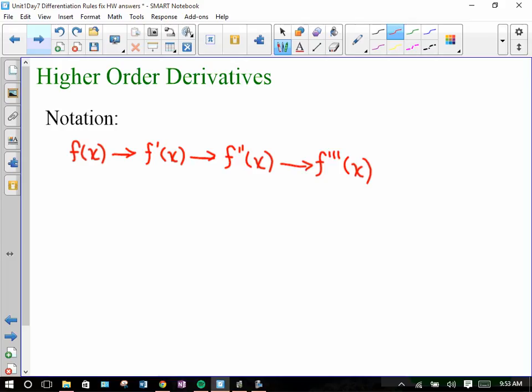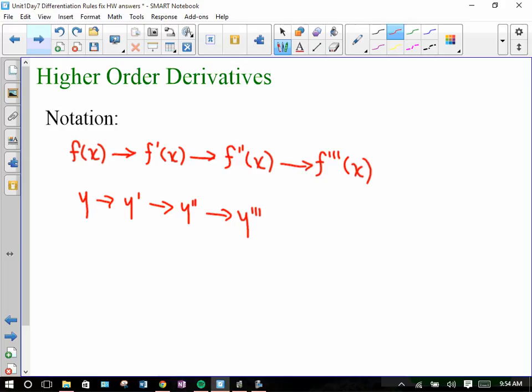Another type of notation is when you see y equals, so you have y, and you're going to have y prime, y double prime, and then y triple prime, or the derivative of y. You can take that and go on forever: 4th, 5th, 6th, 7th, 8th. You can take derivatives forever.